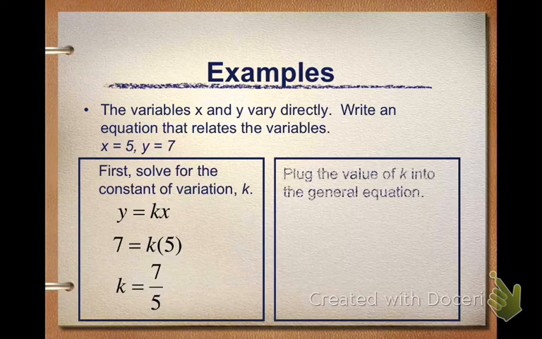Now, the added part is when we plug that value into the general equation. All we're going to do is take y equal to k times x, and instead of it being y equals k times x, it's just going to be y equals 7/5 times x.